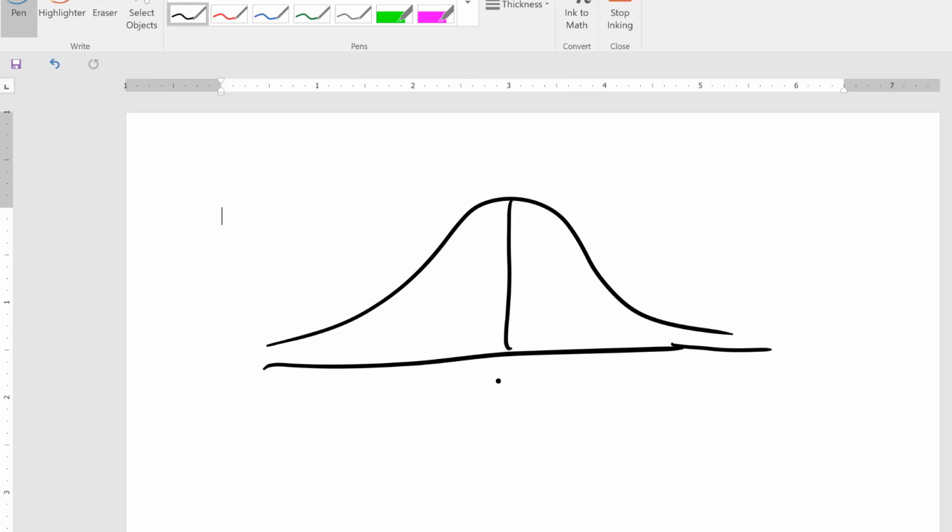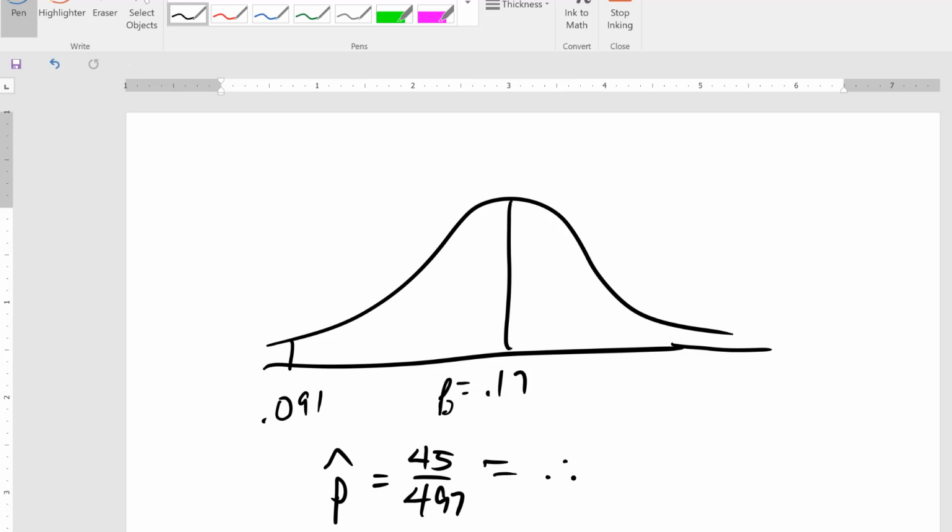And what was our percentage here? 0.17. That was our P naught. And then my P hat was less than 0.17, right? It was like way out here. 0.091. Remember how I found that? P hat was 45 over 497. I'm just finding what proportion did I have? They say the national average was 17%. Well, what percentage did I have for my sample? That's all we're doing, so don't overthink that. And I get 0.091, which is about 9.1%.